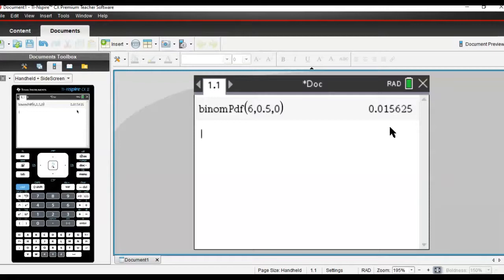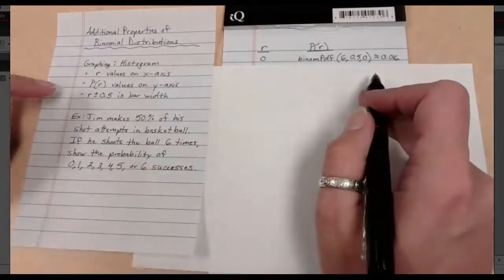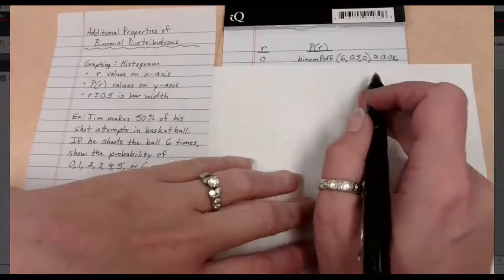If I round this, I'm going to do 0.016, I think. Let's do that. 0.016 is the probability. And I'm going to go ahead and record that because I need to keep track of these, because if I'm going to graph it, I need to know again what the probabilities are, so of my R values, so that I can put that on my Y-axis.